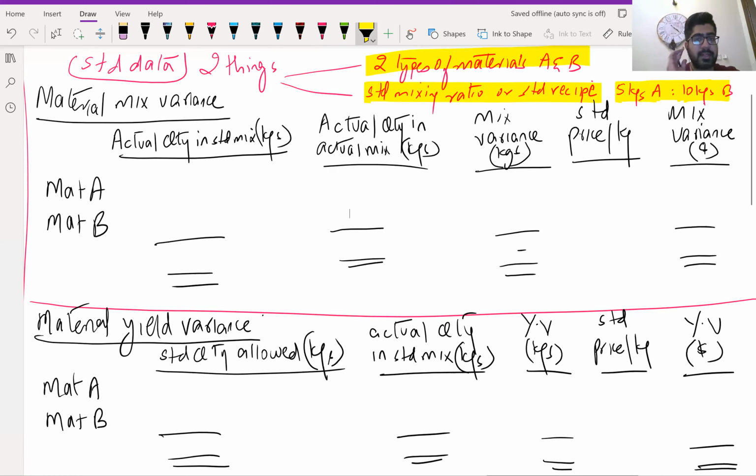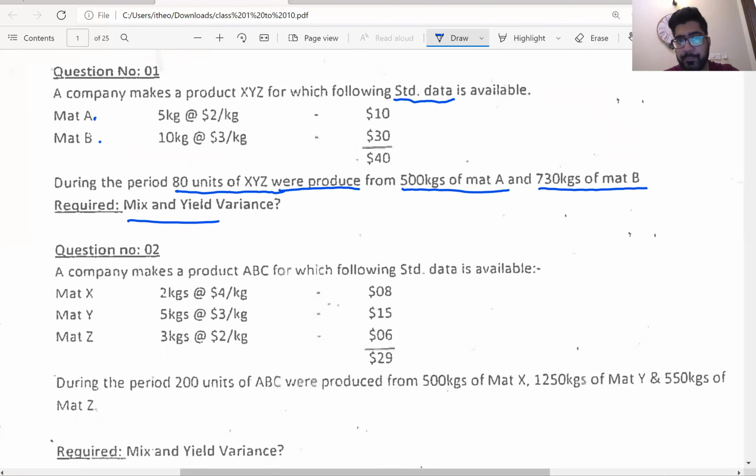You can go back to the standard data if you want. From the standard data, I have to extract 2 things. How many materials are there? 2, A and B. And what is the standard mixing ratio? This is the standard data: 5 kgs A is being taken, 10 kgs B, so the standard mixing ratio is 5:10. Okay. Once you are done with it, you can start the question.